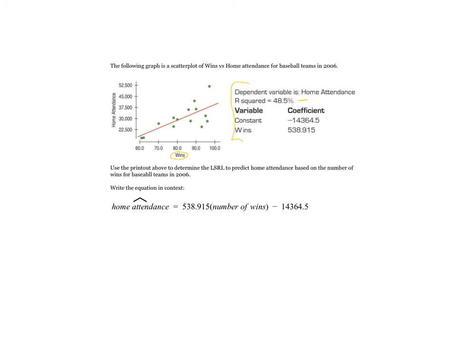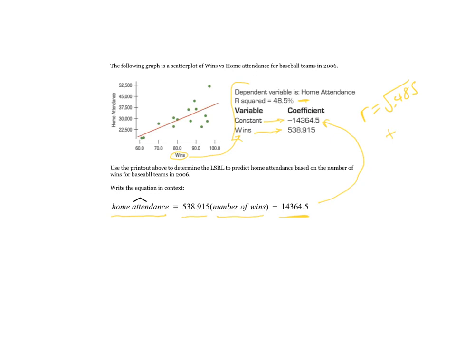Okay. Notice it gives us r squared. So we could find r by taking the square root of 0.485. And that would be positive because the line is going up from left to right. And then notice it says the constant, which tells us the y-intercept, and the x variable, wins, tells us the slope. So if I was using this printout to make the equation, I would say that predicted home attendance equals the slope, 538.915, times the number of wins, minus 14,364, which is the y-intercept.